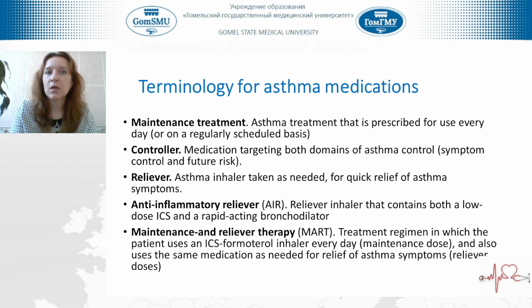Terminology for asthma medications. Maintenance treatment: this is asthma treatment that is prescribed for use every day regularly. Controller: medication that targets both domains of asthma control. Reliever: asthma medication taken as needed for quick relief of asthma symptoms. Anti-inflammatory reliever: a reliever inhaler that contains both a low dose of glucocorticosteroids and a rapid acting bronchodilator. MART, maintenance and reliever therapy: a treatment regimen in which the patient uses an inhaled glucocorticoid together with formoterol every day and also uses the same medication as needed for relief of asthma symptoms, as reliever doses.